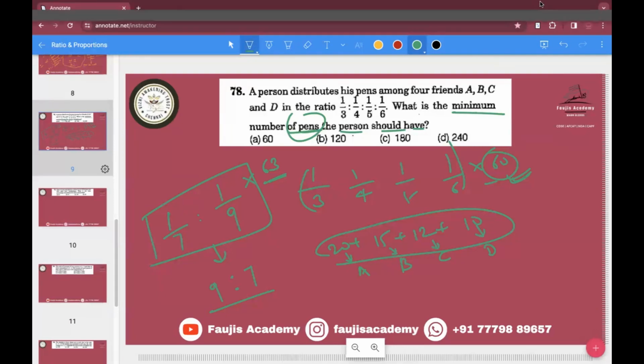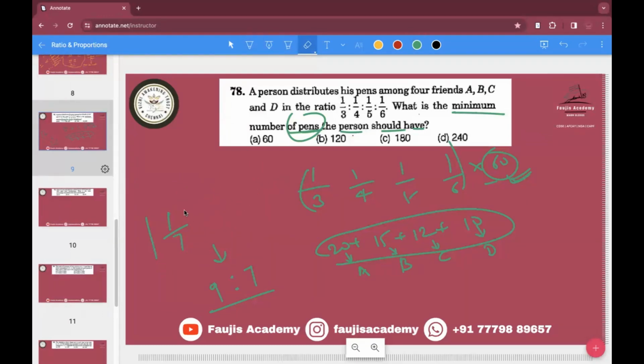Sir, I have a small doubt, sir. Yes, please. If in the options we have a number less than 60, should we consider that minimum number as the answer, or still 60, sir? We should consider that minimum number. Let's say the ratio had been only 1:2 to 1:6. In that case, what is the minimum number of pens required? Tell me. Pen minimum.